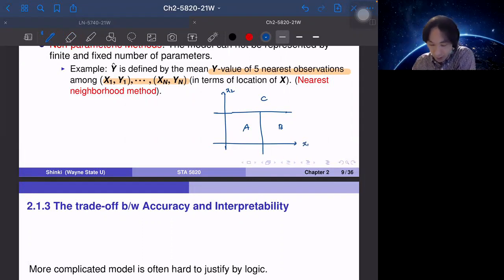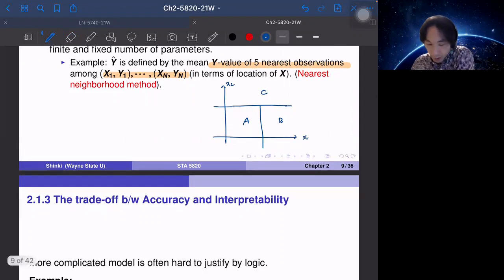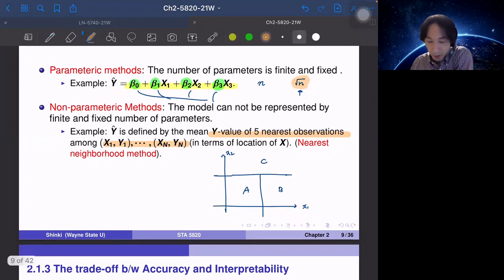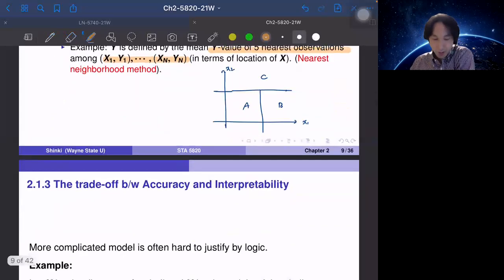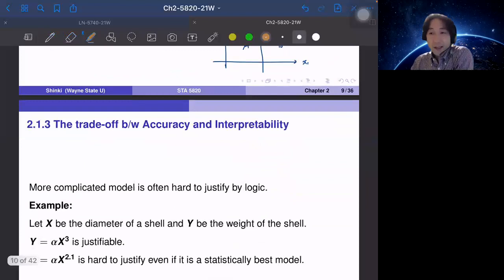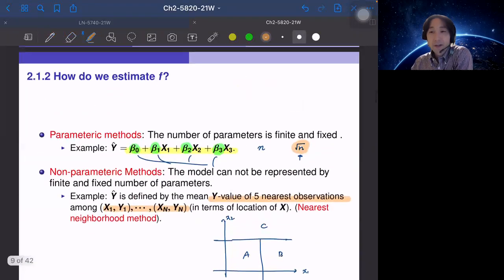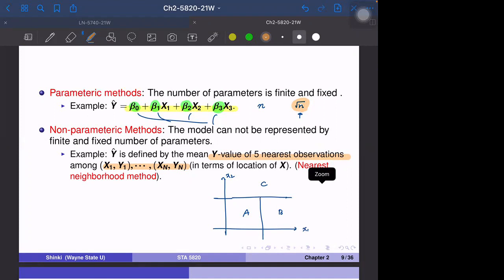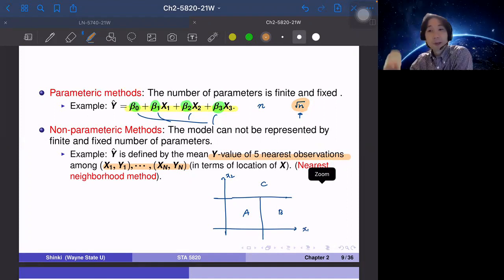So any method can be parametric or non-parametric, and parametric means a fixed number of parameters. If the number of parameters depends on n, then we don't say parametric. Okay, any others? Have you ever studied non-parametric methods for regression? Where n is the number of observations, right? Yes, n is the number of observations.